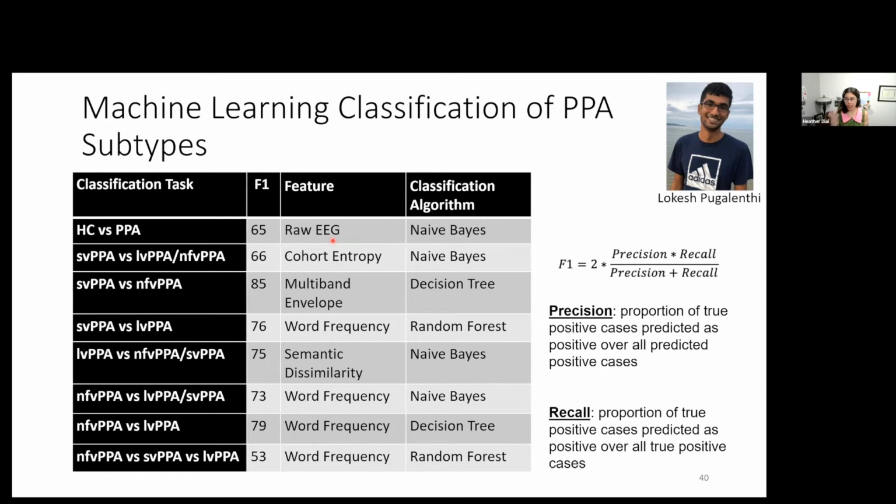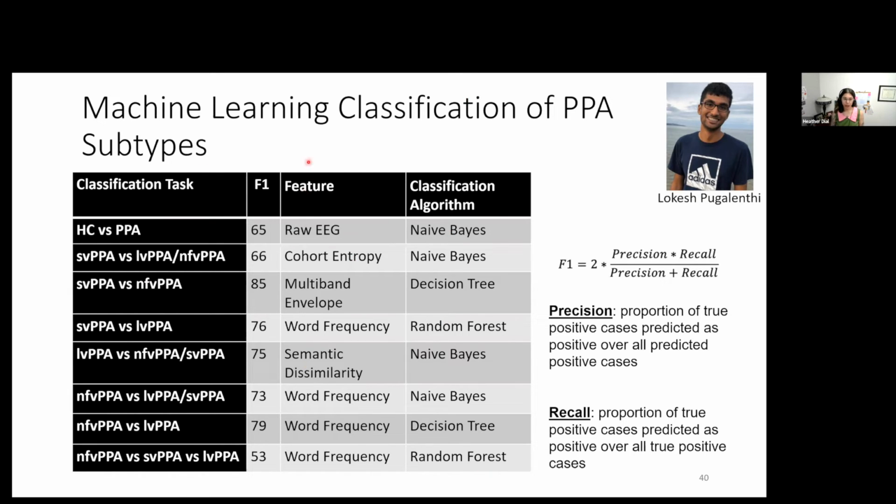This is work that has been spearheaded by a student I've worked with at UT, Lokesh, who did all of this for their senior honors thesis. And so I have in this first column the different classification tasks, so healthy controls versus PPA, and different comparisons between PPA groups themselves. We were showing the best model here. So we ran models for all of these different linguistic representations, as well as the envelope. We used a variety of classification algorithms.